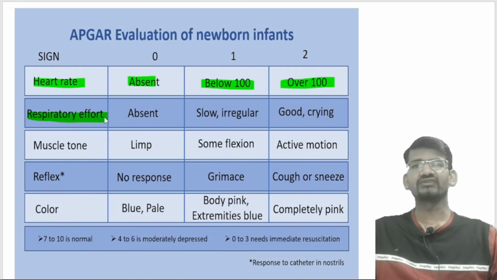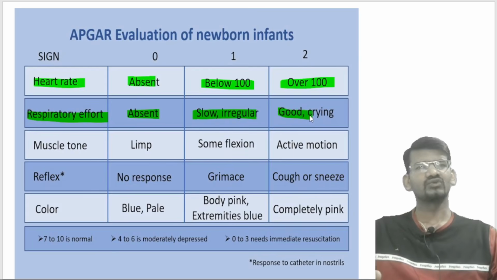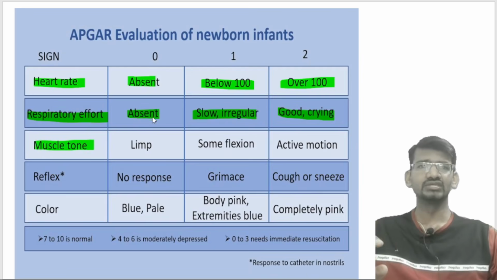And respiratory effort, as I told, we don't record the respiratory rate. Here we assess the respiratory effort. So if it is absent, meaning there is no cry at all, then we consider it as 0. Then if the baby is slow or irregular, or if it is gasping, then we give a score of 1. And if the baby has a good cry, that indicates the baby's respiratory effort is good, so we give a score of 2.